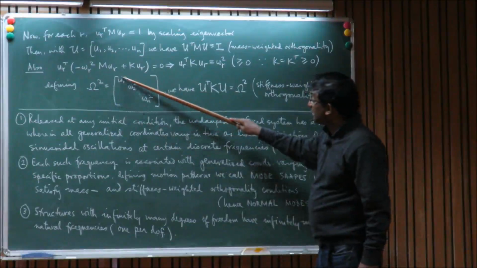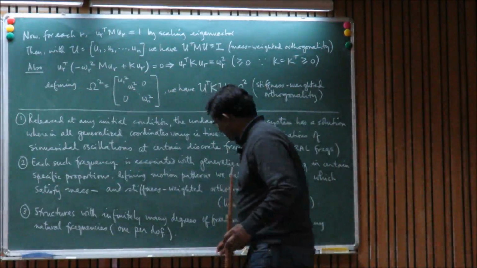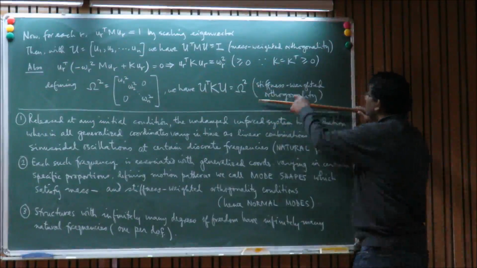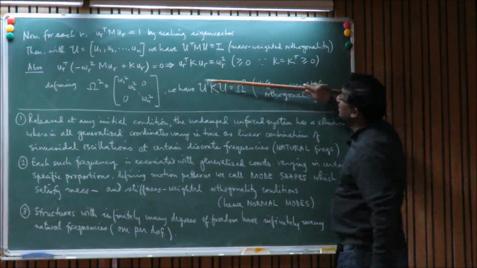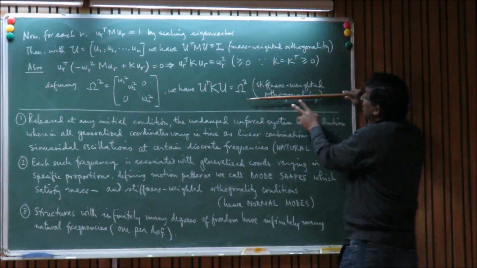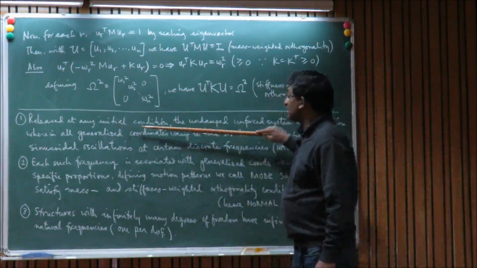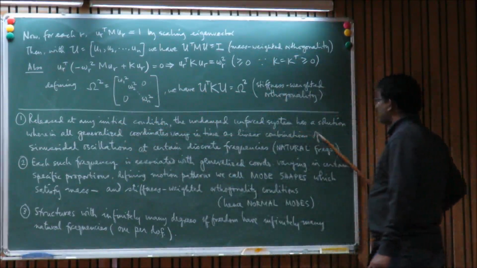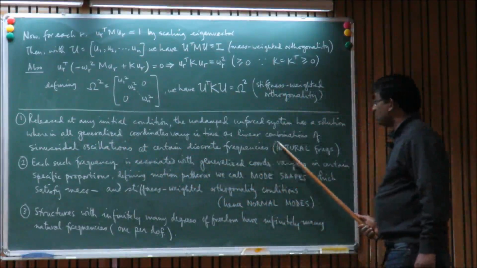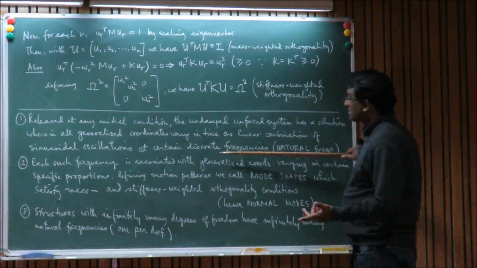Defining capital omega squared like this, a diagonal matrix with zeros here again, we find U transpose K U is capital omega squared, and this is stiffness weighted orthogonality. So the system of eigenvectors simultaneously satisfies mass weighted and stiffness weighted orthogonality. Net result of this: released at any initial condition, the undamped unforced system has a solution wherein all generalized coordinates vary in time as linear combinations of sinusoidal oscillations at certain discrete frequencies, with 0 as a special case.